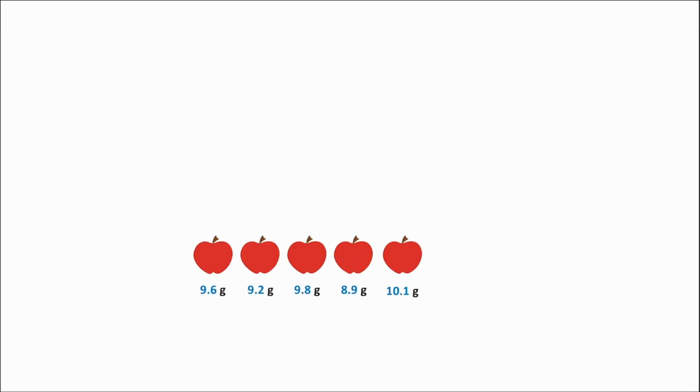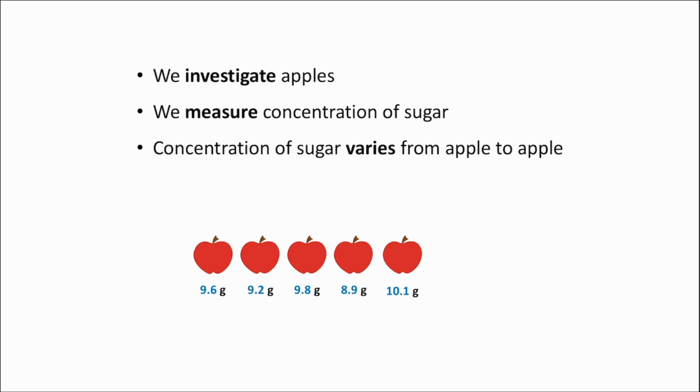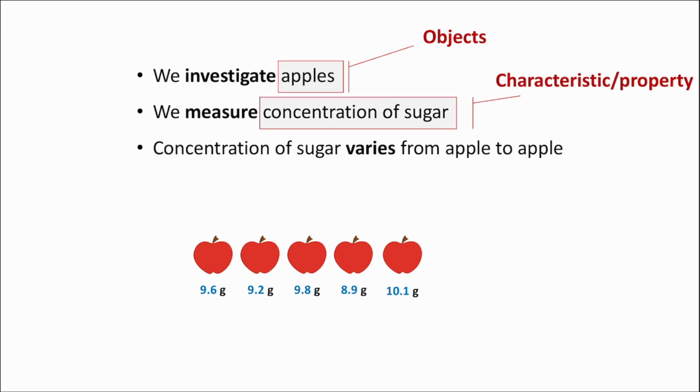So we have 5 apples. We found out that every apple has a different amount of sugar. In this particular example, we investigate apples. We measure concentration of sugar, and concentration of sugar varies from apple to apple. So in this case, these 5 individual apples are objects. It's what we investigate. And the concentration of sugar is a characteristic or a property of these objects that we actually measure or investigate.